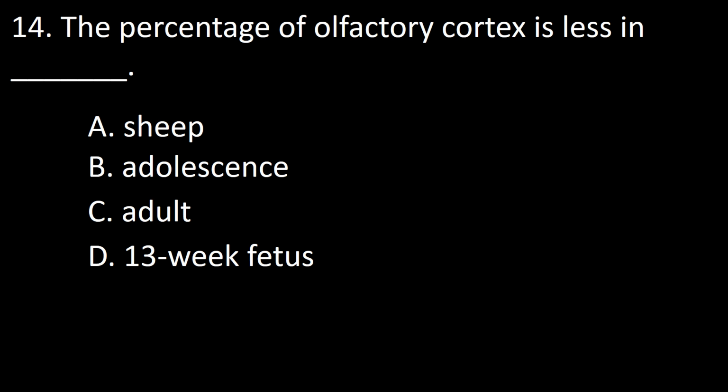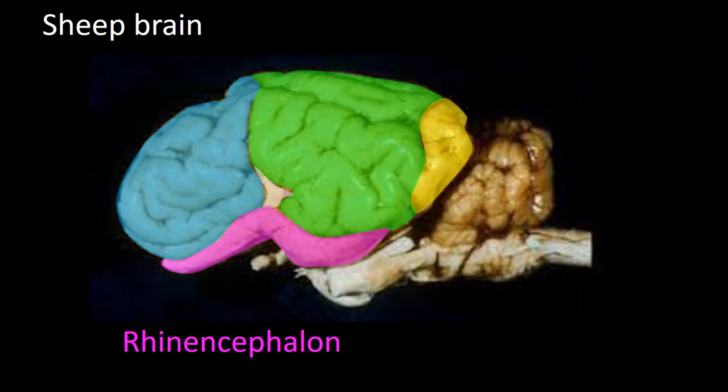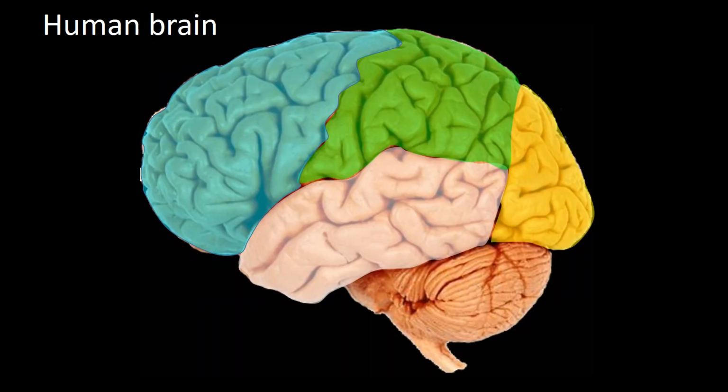Next question. The percentage of olfactory cortex is less in dash. A. Sheep, B. Adolescence, C. Adult, D. 13-week fetus. In this lateral view of a sheep brain, the magenta area corresponds to the rhinencephalon. In this lateral view of the human cerebrum, we do not see it.